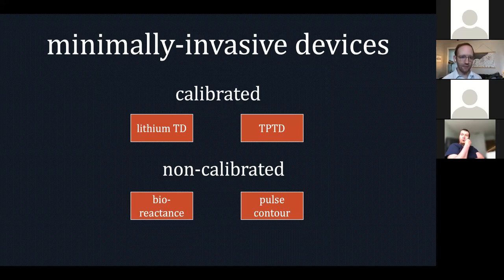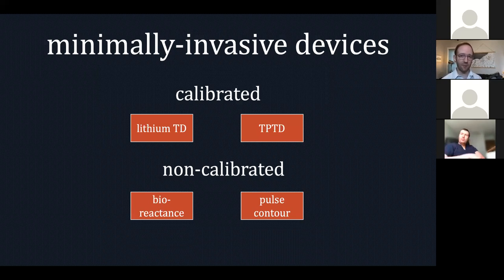Non-calibrated devices. The bioreactance device that's most popular is the Cheetah, which was used in the FRESH trial, and you will see it at all the major conferences because it must be really expensive, since they always have the biggest booth. But that's the one that just uses external, cutaneous pads and uses phase shifts to try to determine cardiac output and preload responsiveness. And then there are the pulse contour technologies, which depend on proprietary algorithms. One would be the Vigileo or the FloTrac.